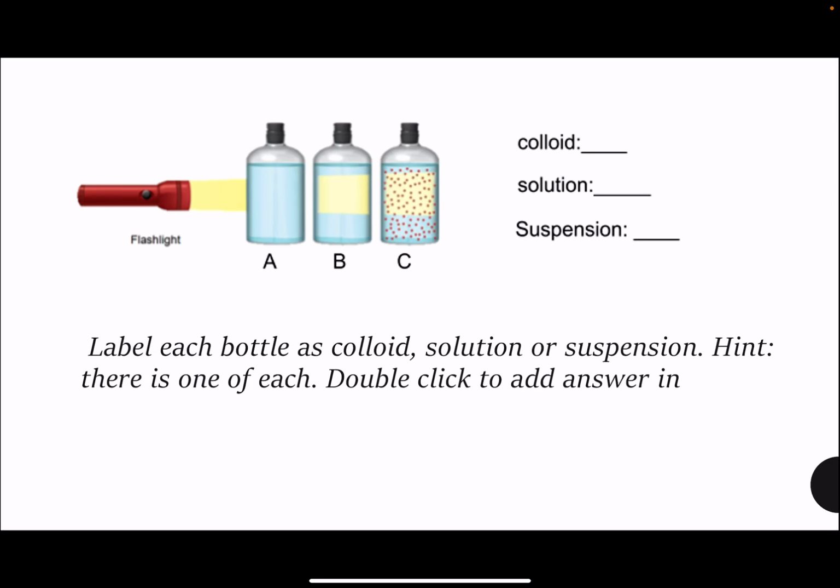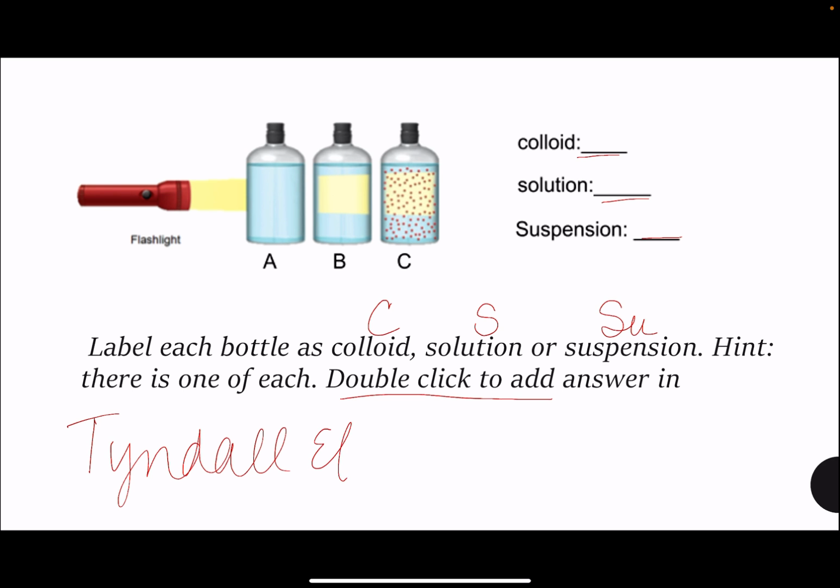So our first one says label each bottle as a colloid C, solution S, or a suspension SU. Hint, there's one of each. If you're using our virtual one, you can double click so you can add it to the lines right here. So what we're seeing is the Tyndall effect. And what it says is that if you have a colloid or suspension, when you shine light through it, it will scatter and create a beam.